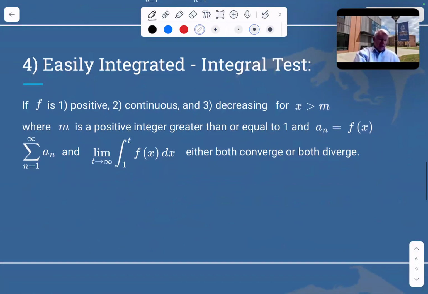If you notice that you can take an integral, then I would definitely use the integral test. These are points you need to know, especially the three conditions: it's positive, continuous, and decreasing for all x. Then you know that it's either going to converge or diverge, if you can take an integral.